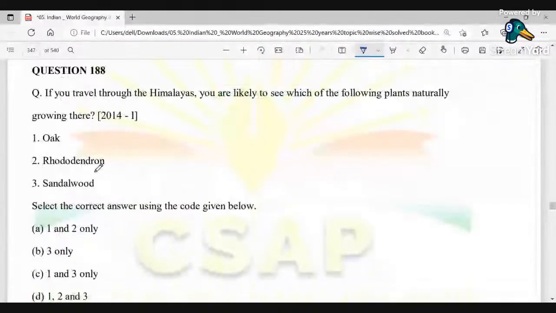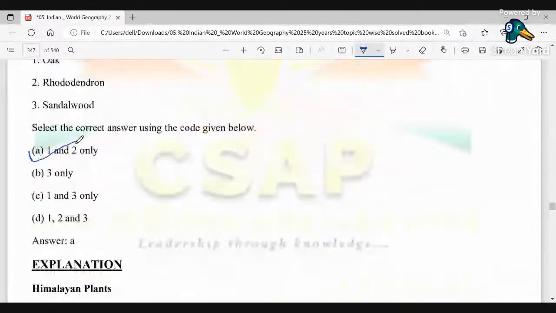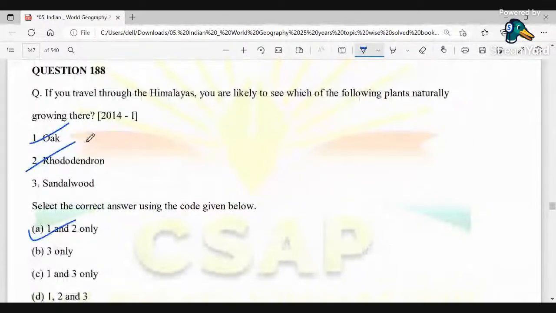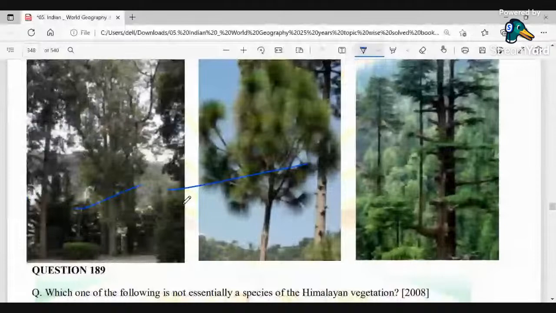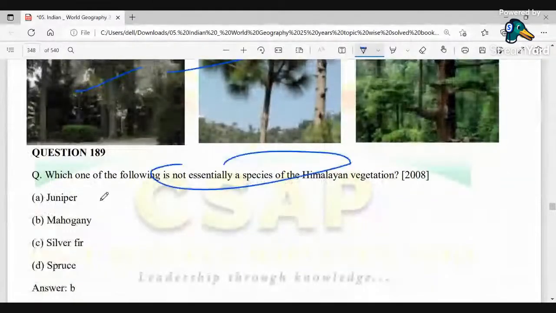Now, if you travel through the Himalayas, which of the following plants are you likely to see naturally? It's basically 1 and 2, that is, you can find oak and you can find rhododendrons. Okay, so you can see all these things. Which one of the following is not essentially a species of the Himalayan vegetation? It's basically mahogany.